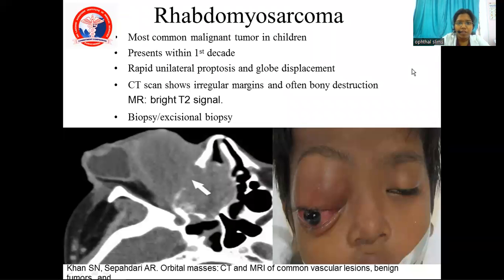Rhabdomyosarcoma. It is the most common malignant tumor in children. They present in the first decade of life. It is a rapid unilateral proptosis and globe displacement. The CT scan will show irregular margins and often bone destruction. The MRI will show a bright T2 signal. The diagnosis is confirmed with a biopsy or excisional biopsy.